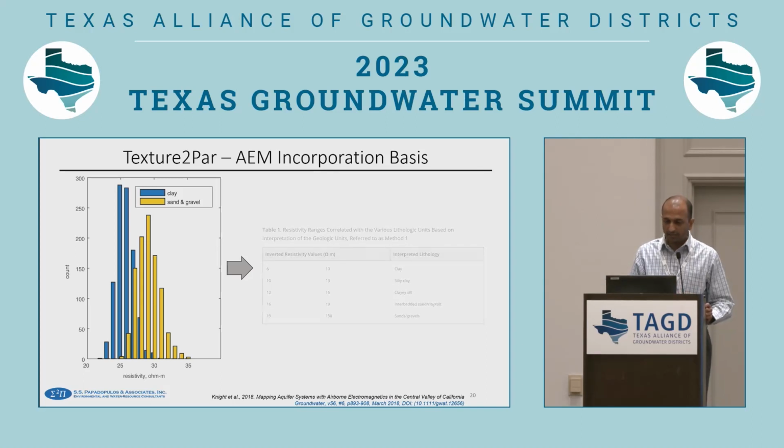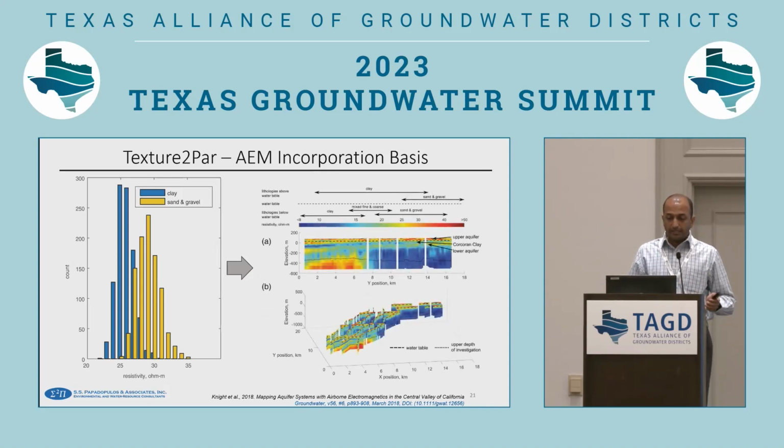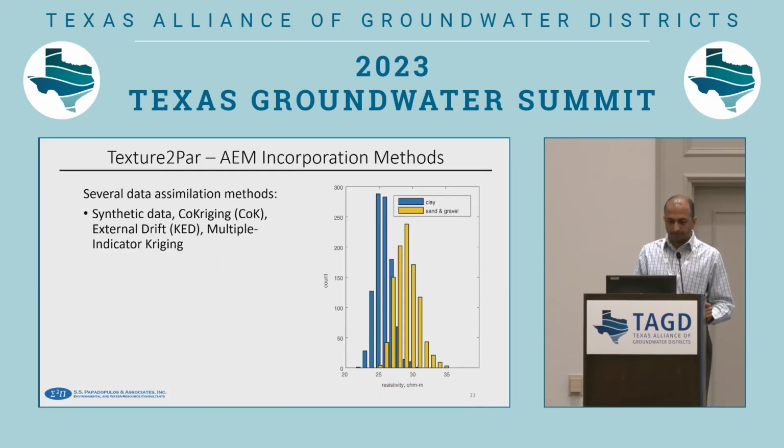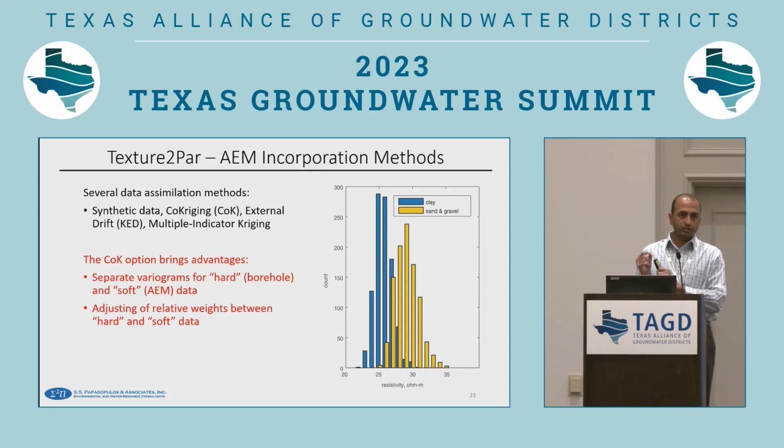Okay, so that's great. In the end, this is what the geophysical logs look like and the distribution in the ground. How do you do it? There are several assimilation methods we have tried. We've tried co-kriging, external drift, multiple indicator kriging, all of that good stuff. So far, we've got good success with co-kriging. The way it works is we use the well log lithology data as hard data because that's what you've measured in the ground. You exactly know what percent coarse, what percent fine.